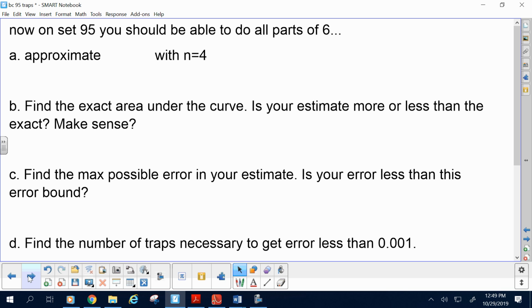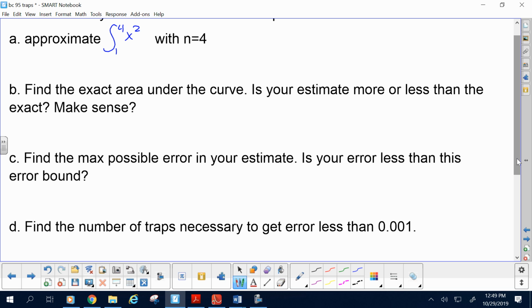If you didn't get started on number 6, the idea was the area under x squared from 1 to 4 using 4 trapezoids for A. Find the exact area using the fundamental theorem for B. And then error bound for part C and D. All right, so now that we have that error bound idea, we should be good on parts C and D. I'll let you work on that a while. Talk it over with your math amigos.